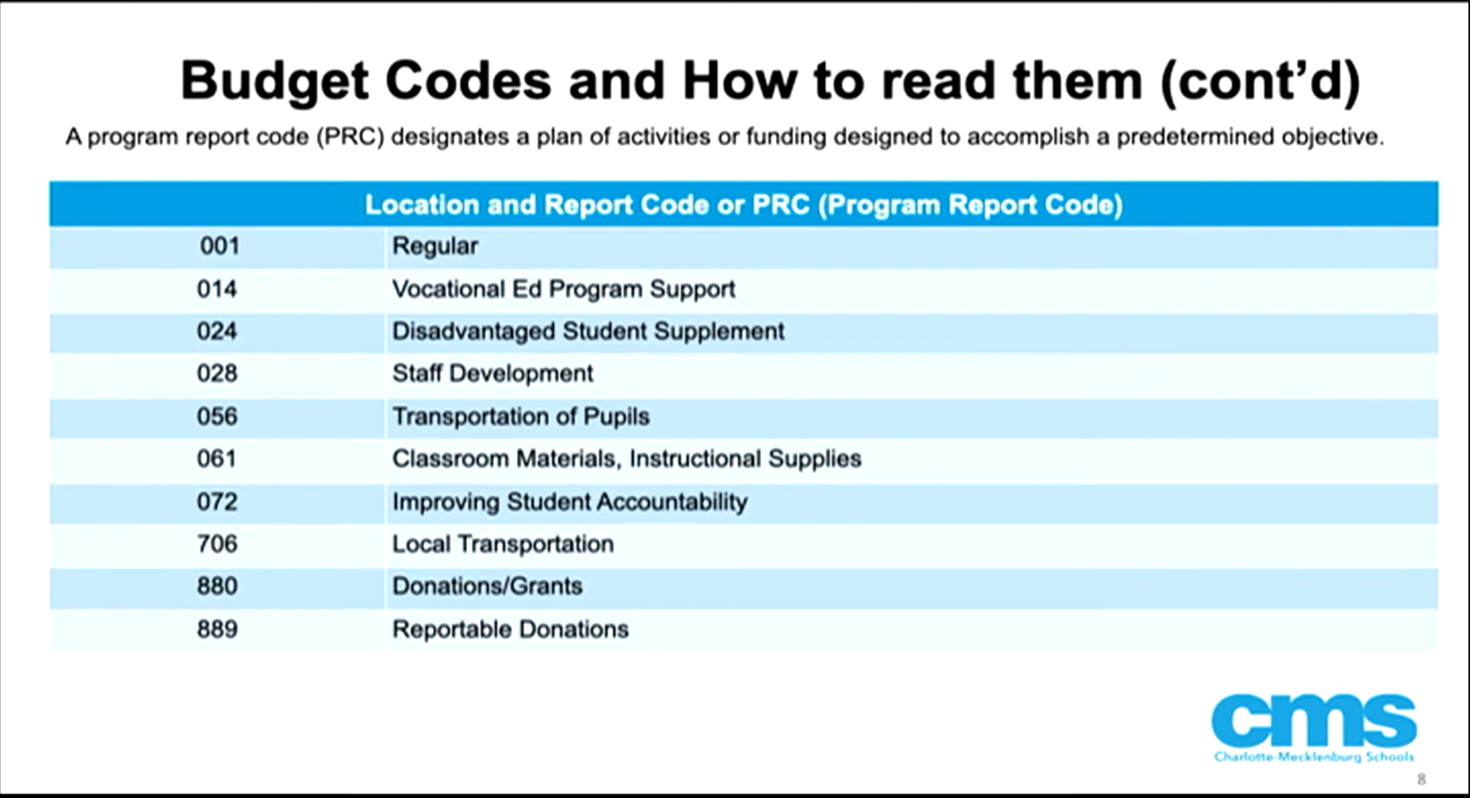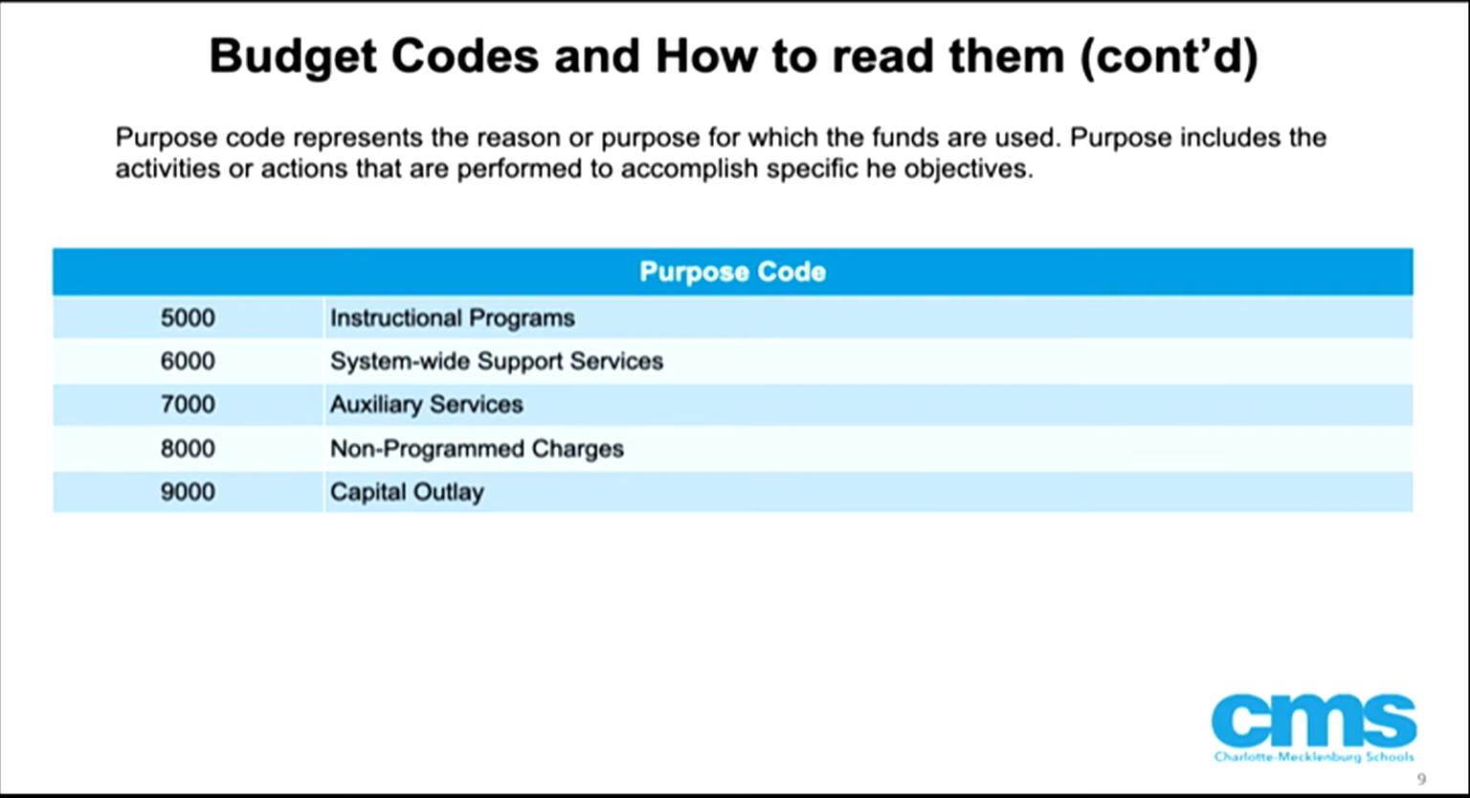Also, when you're learning how to read the budget codes, we always indicate PRC, which basically stands for program report code, and it designates a plan of activities or funding designated to accomplish a predetermined objective. And you see we have listed those for you down below. Also, sometimes you'll hear us say purpose code. A purpose code just represents the reason or the purpose for which the funds are to be used. Purpose includes the activities or actions that are performed to accomplish specifics in the objectives.